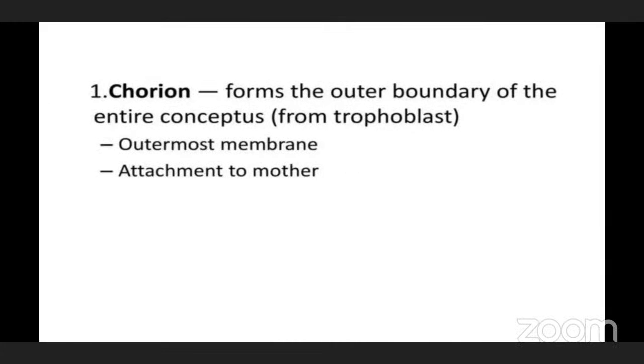So what is this chorion? Chorion forms the outer boundary of the entire conceptus. So whatever fetus is present along with the membranes, the outermost membrane is called the chorion. This arises from the trophoblast layer. So it's the outermost membrane, and it is in direct attachment to the mother.